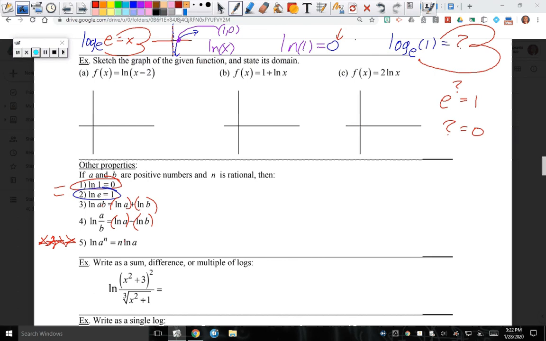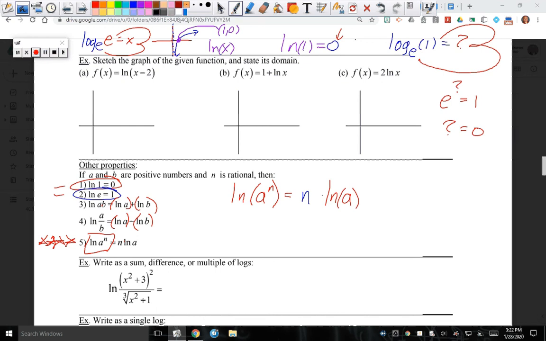n times natural log of a is the same as this. Now watch what I'm about to show you. The natural log of a to the n in parentheses is the same as n natural log of a. Multiplication is occurring. Now let me show you other things that are not the same.